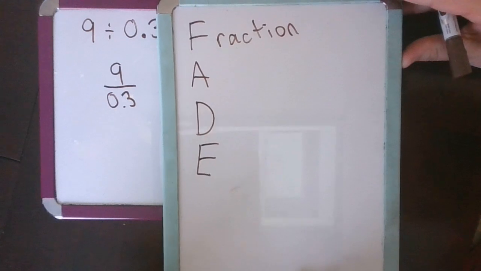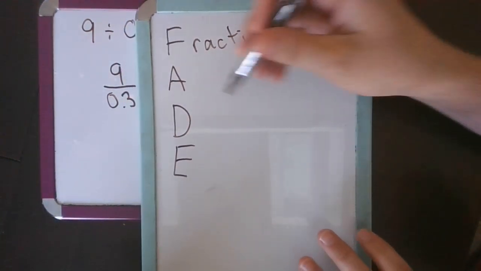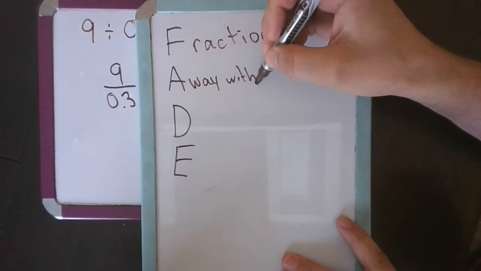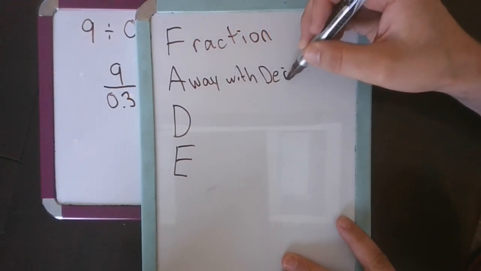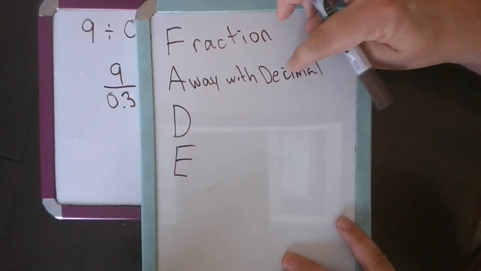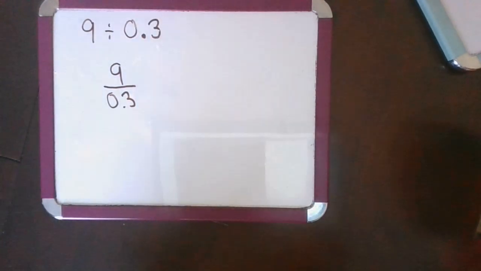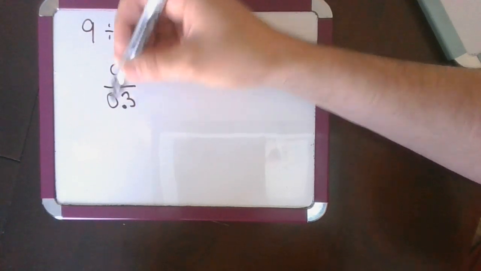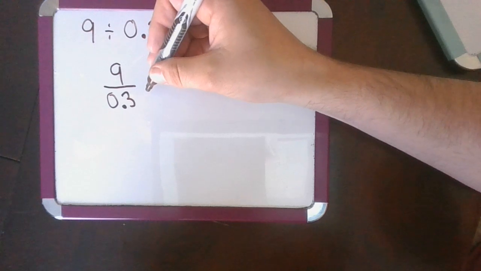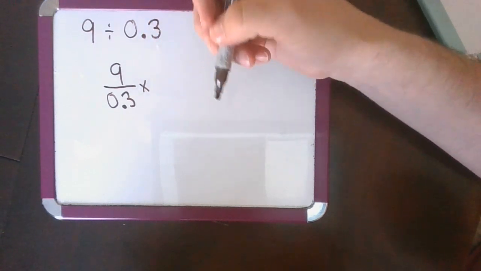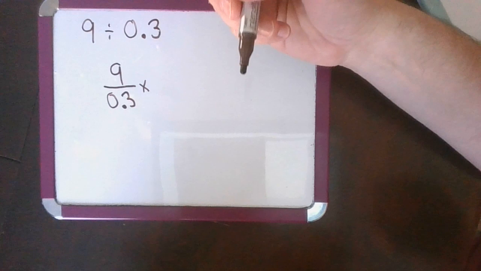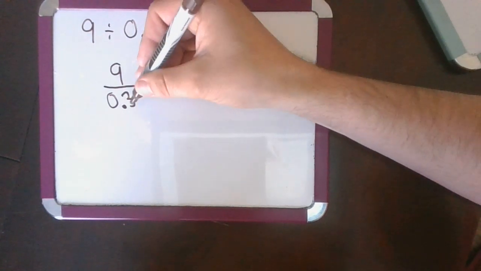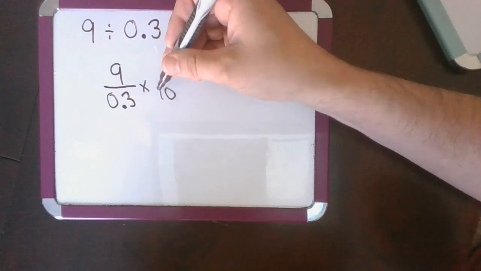Now, next step is our A. For A, we have away with decimals. Away with the decimals. So to do that, we use an equivalent fraction. So I want to get rid of this 3/10. The easiest way to get rid of that is to multiply it. Now, I'm going to multiply it either by 10, 100, or 1,000, some multiple of 10, to get rid of it. So to get rid of tenths, I can just multiply it by 10.